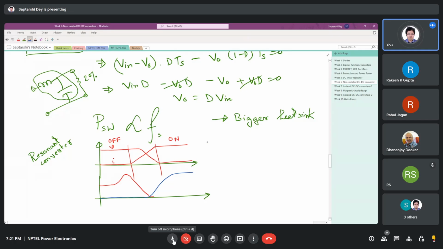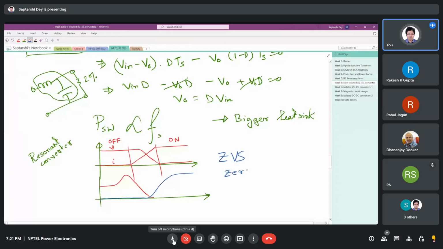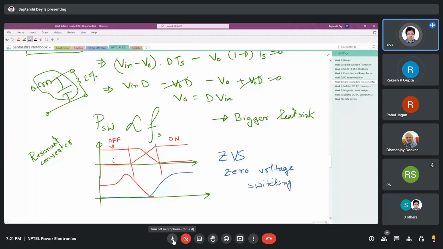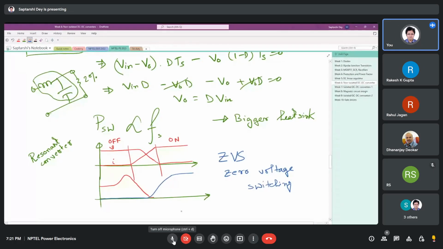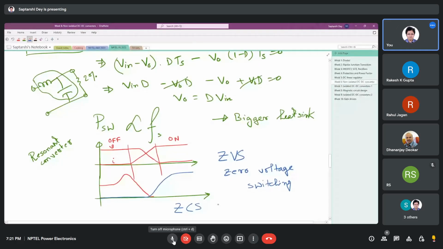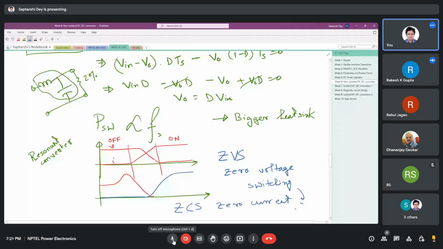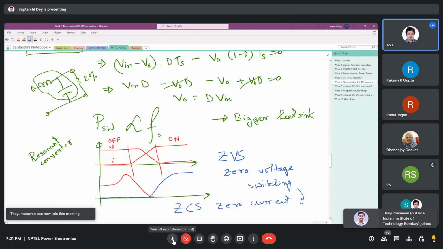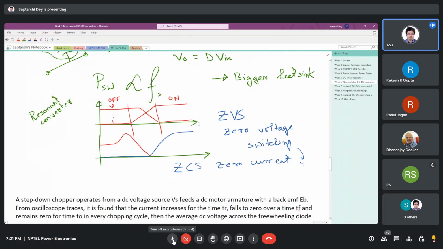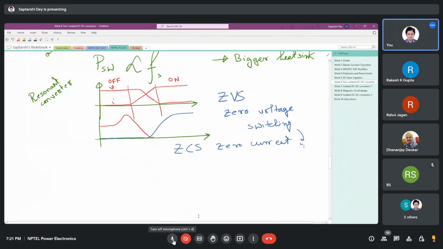This specific phenomenon that I showed you here is called ZVS, which is known as zero voltage switching, which is happening during turn on. During turn off, what can happen similarly is ZCS, which is zero current switching. But again, everything comes with some cost. With this, we are reducing switching losses, but conduction losses are increasing.